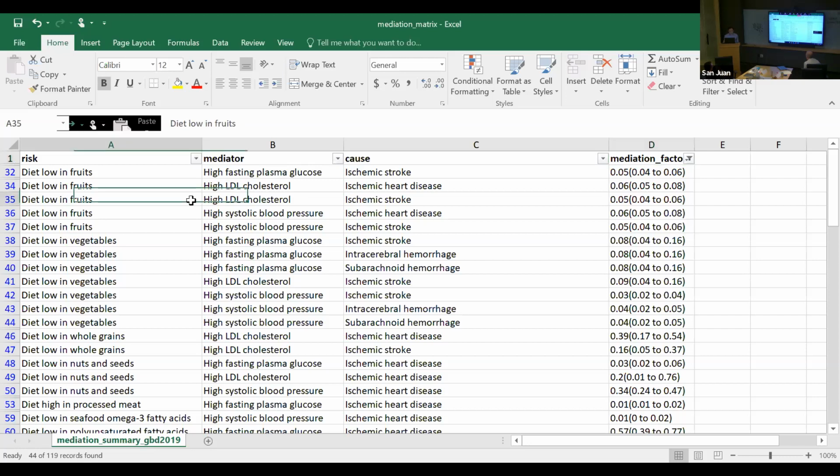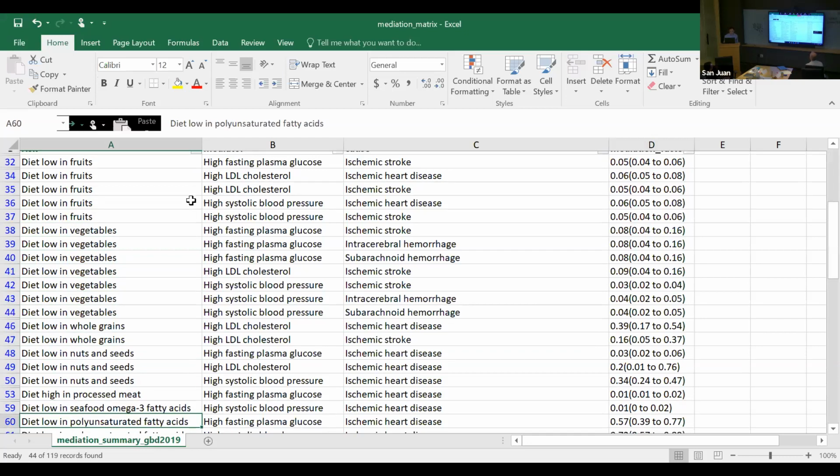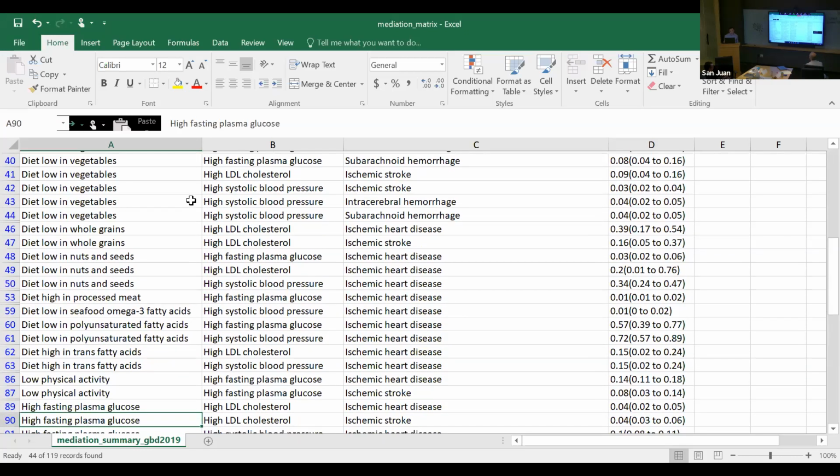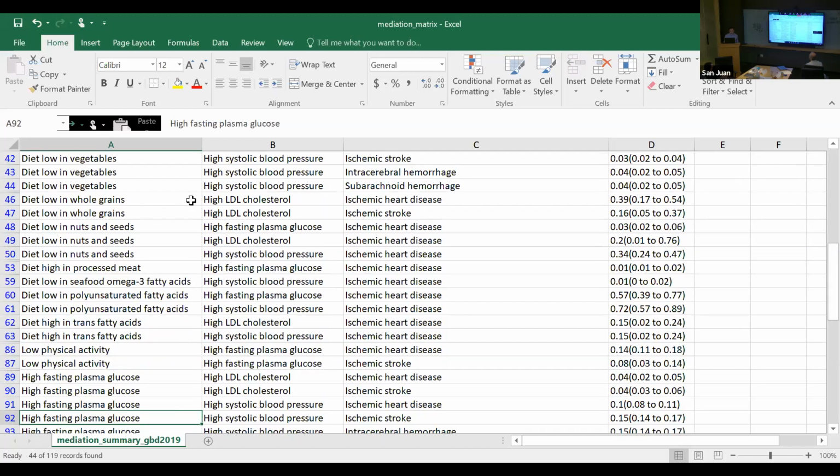Now, in looking through this, we have a pretty comprehensive mediation matrix for most of the dietary factors. That becomes more sparse as we go down the list. Sorry, Steve, are those additive? So if you want to get the non-mediated, you just subtract all of those, or no? If you want to get the non-mediated, you need to subtract all of them. They're additive, yeah, I believe.